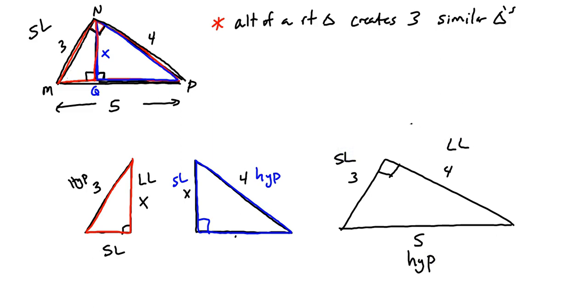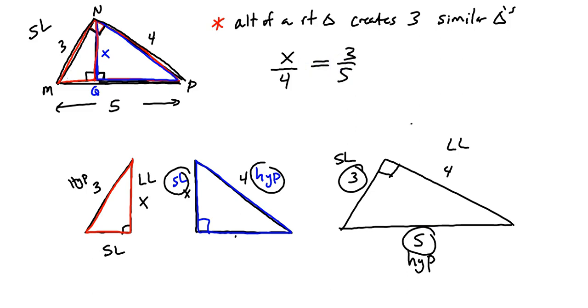So I just had to find the right combination of 2 of them where I knew 3 out of 4. So I used this setup: short leg over hypotenuse equaled short leg over hypotenuse. And then I just cross multiplied. And that's where I got my 5x equals 12, or x equals 2.4. So if you really like geometry, you could set it up that way.